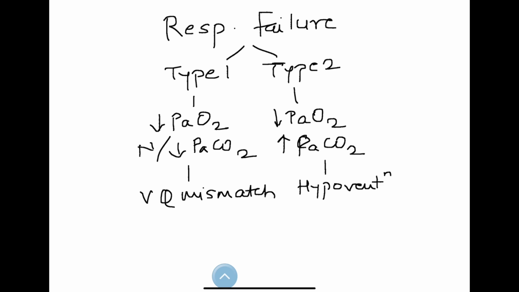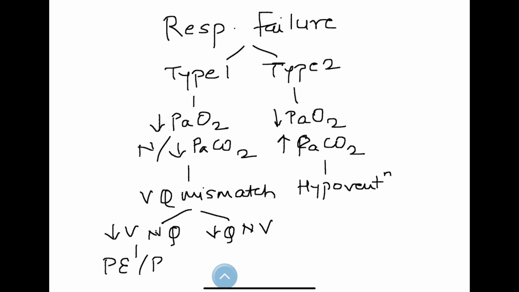Now the causes for type 1 respiratory failure, which is due to VQ mismatch, can be different. So it can either be low ventilation and normal perfusion or low perfusion and normal ventilation. Examples of low ventilation normal perfusion are pulmonary edema, bronchoconstriction, while those for normal ventilation and low perfusion are pulmonary embolism, hypotension, shock, so anything which reduces the blood circulation, either local or generalized.